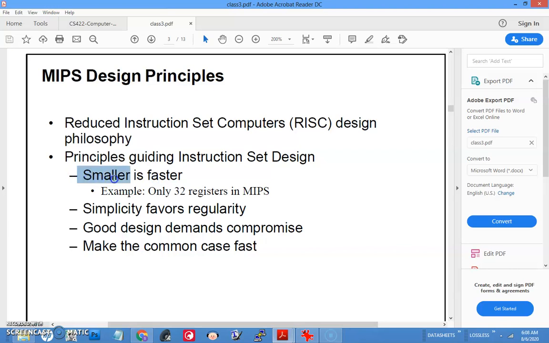First one is smaller is faster. Second one, simplicity favors regularity. And third one is good design demands good compromise. Good design demands compromises. Make the common case fast. So let us examine each of them in detail and see the impact of these principles in the MIPS designs. So first one is smaller is faster. This tells you about the size and number of registers.